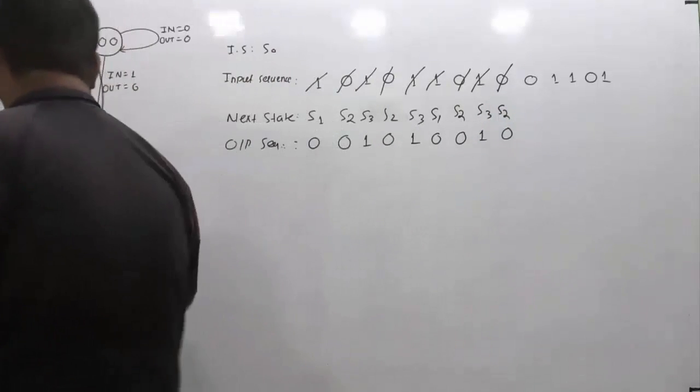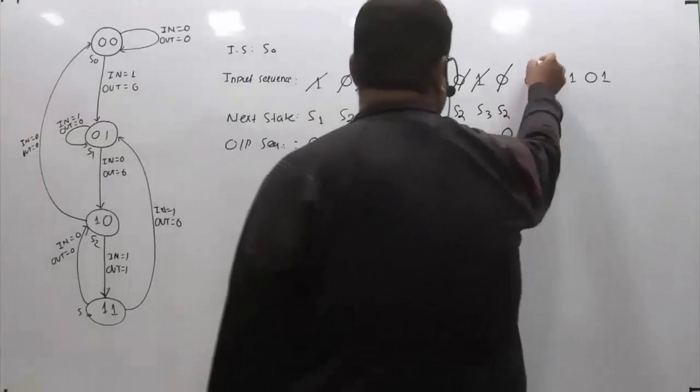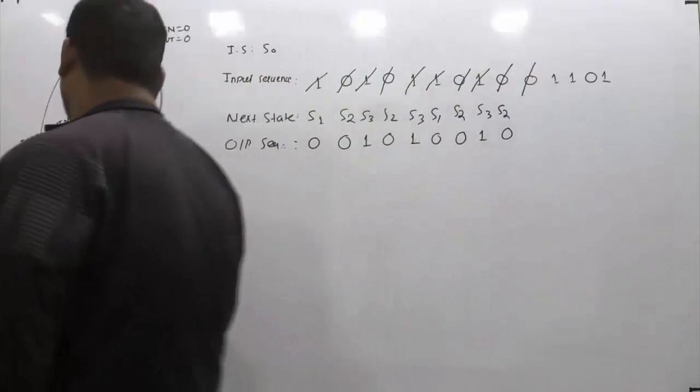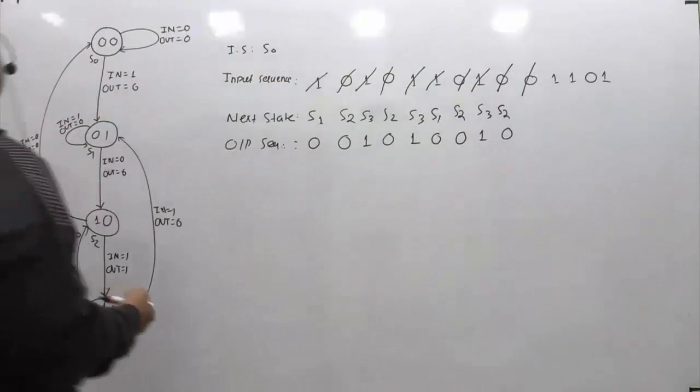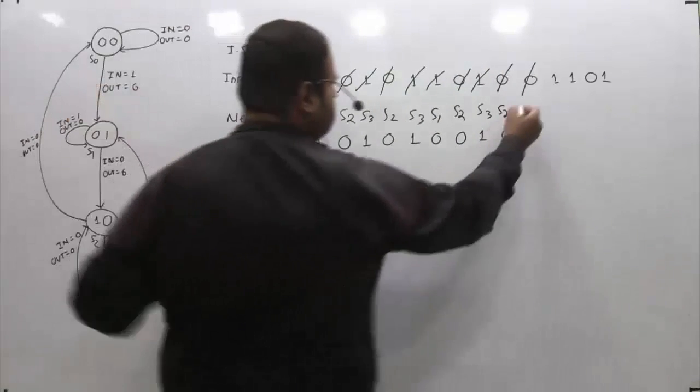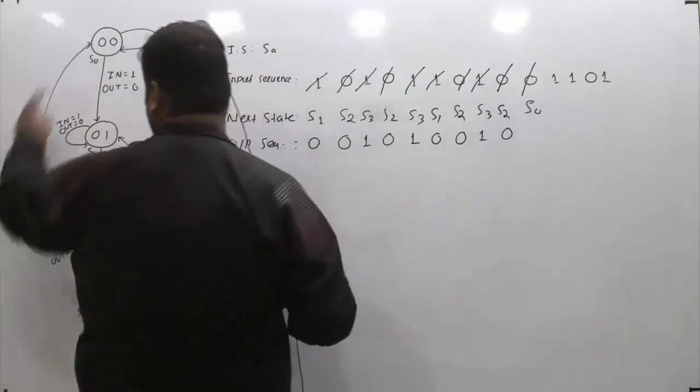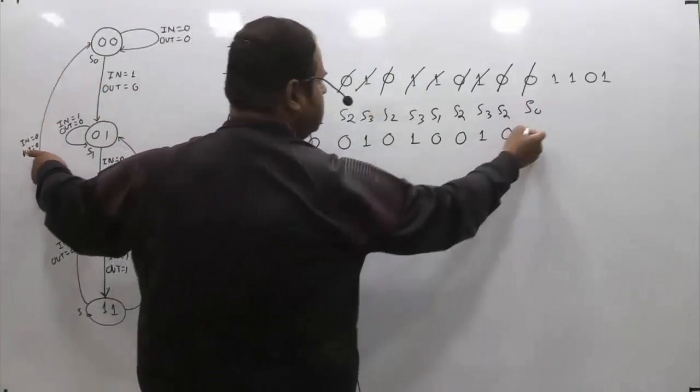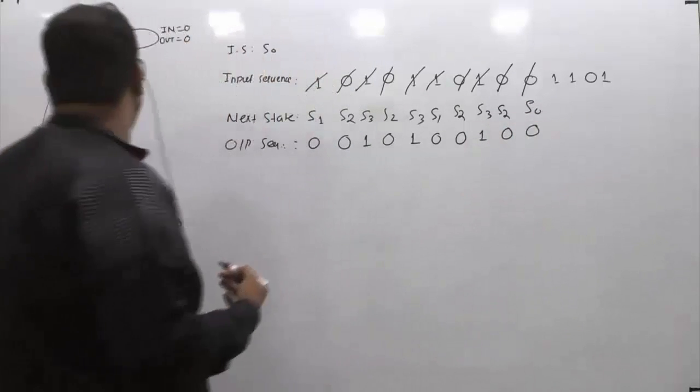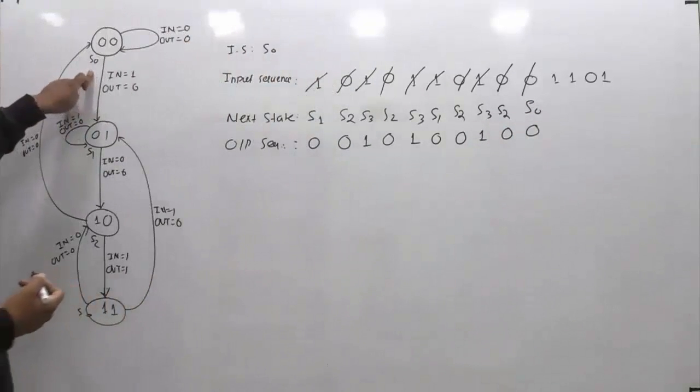So now you are at S2. If you are at S2 and you give the input equal to 0, it is moving to state S0. Okay, it is moving to state S0. At the same time your output is equal to 0. So now you are at S0.